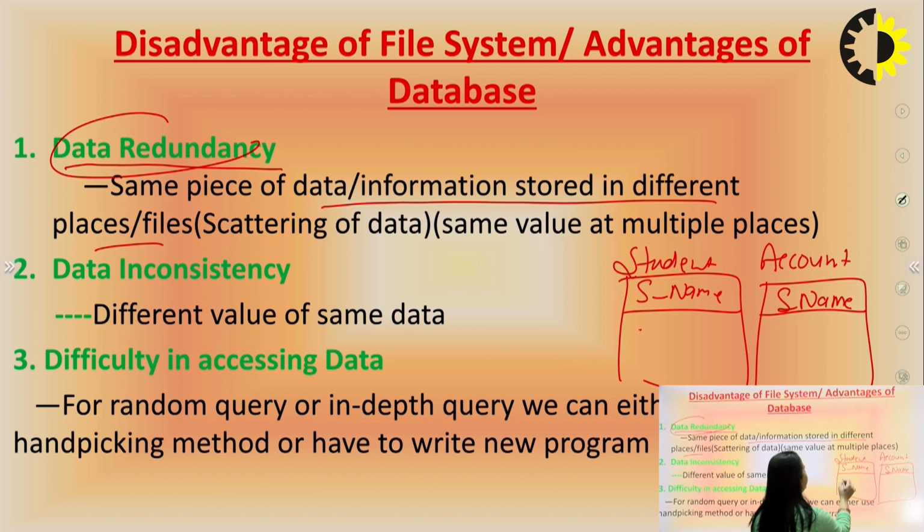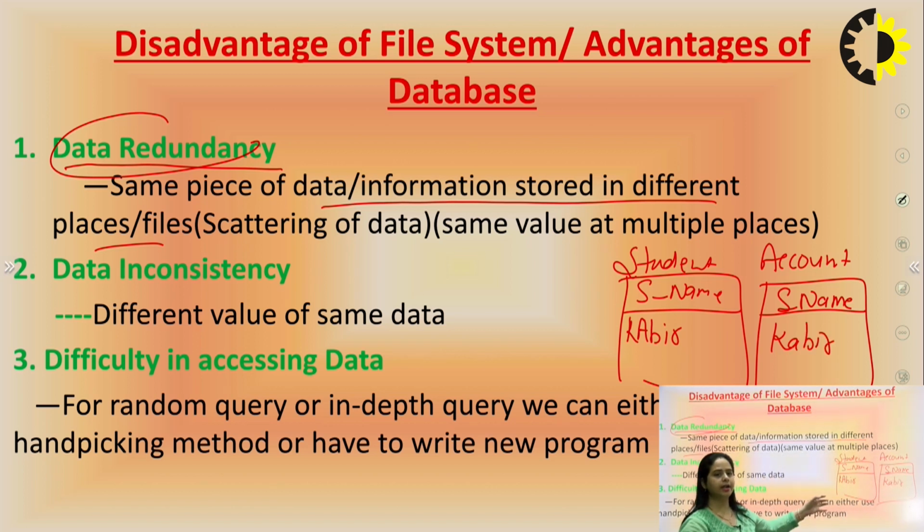For example, I have Kabir here and Kabir here also. So the same student information is at two different places. This is known as data redundancy.